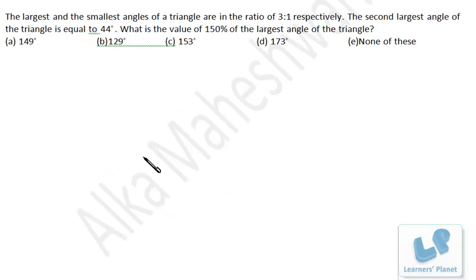Now we have this question. The largest and the smallest angles of a triangle are in the ratio 3:1 respectively. The second largest angle of the triangle is 44. So what's the value of 150% of the largest angle of the triangle?